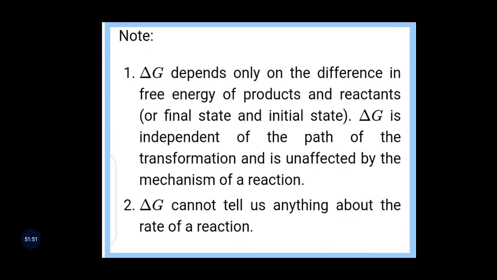So we have to take note here that delta G depends only on the difference in free energy of product and reactant, that is the final and initial state. Delta G is independent of the path of the transformation and is not affected by the mechanism of the reaction. The way the product is being formed, the route and everything is not a concern to Gibbs free energy. What Gibbs free energy is all about is the difference between the final state and the initial state, just the reactant and the final product being formed. How the product is being formed is none of its business.